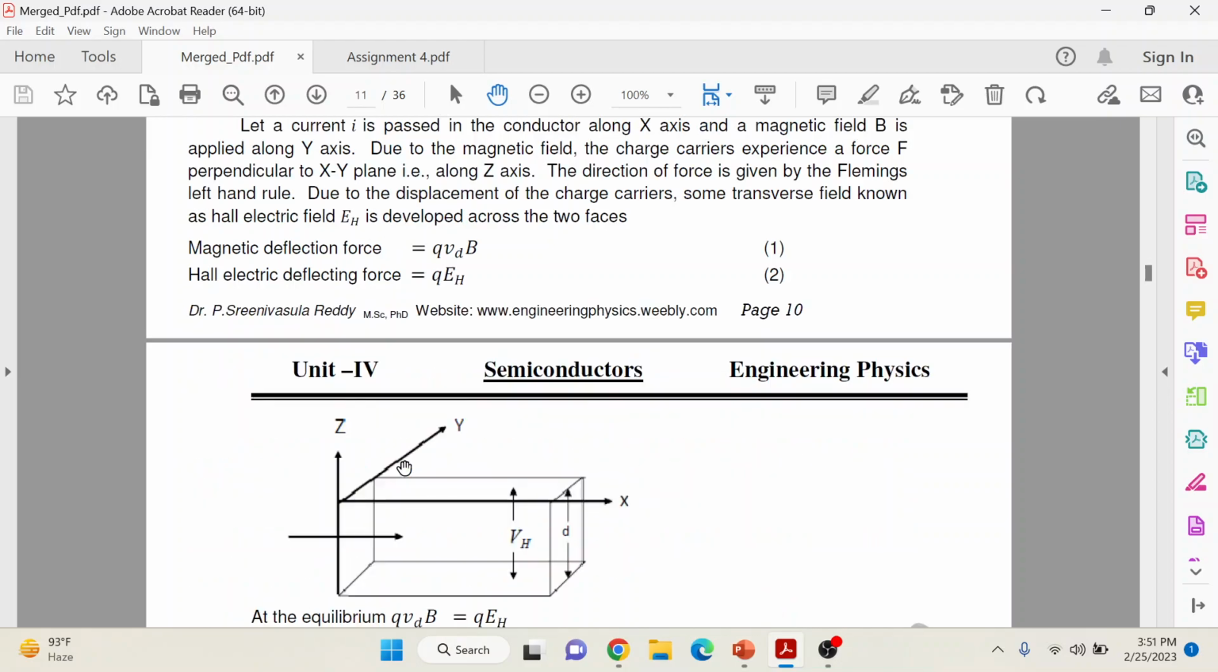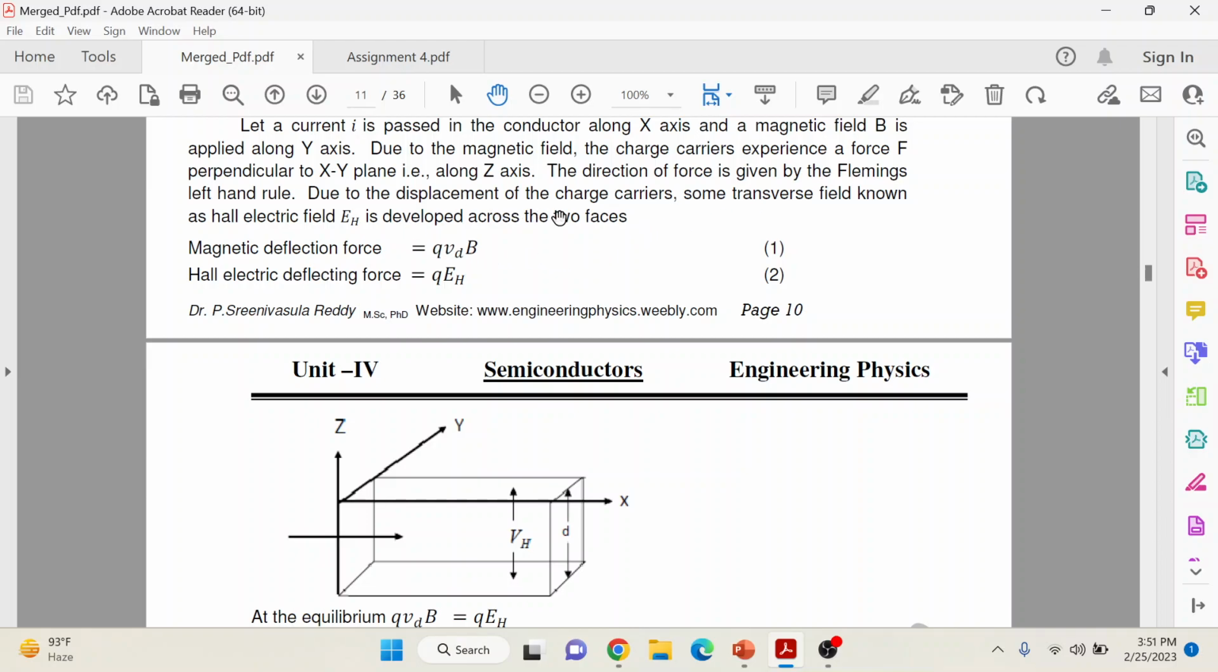Now suppose a current I is passed in the conductor along the x-axis and magnetic field B is applied along the y-axis. Due to the magnetic field, the charge carrier experiences a force F which is perpendicular to the xy plane, that is along the z-axis. Now the direction of the force is given by Fleming's left hand rule. You know it very well.